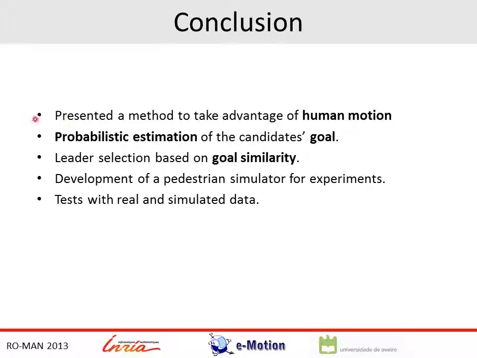So in this work we presented a method to take advantage of the human motion. We used a probabilistic estimation to determine the candidate's goal. The leader selection was based on goal similarity. We also developed a pedestrian simulator for more realistic experiments, and tests were done with both real and simulated data.